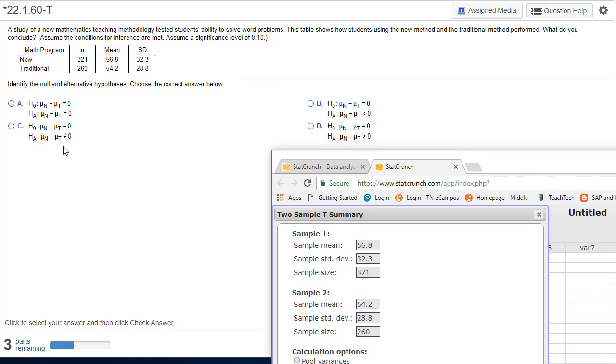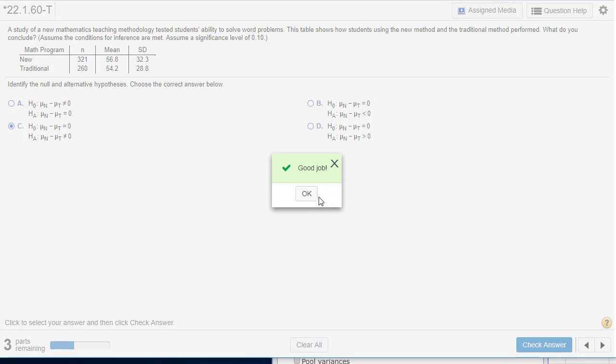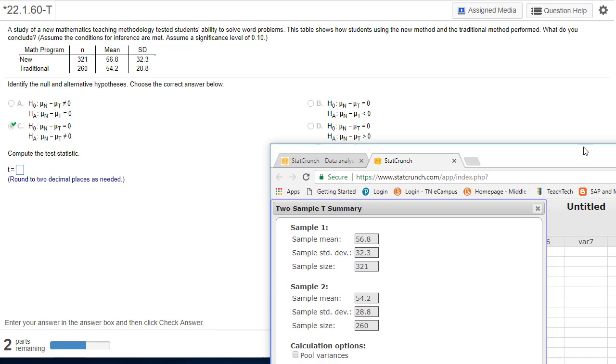And in MyStatLab, we're going to click this one. Notice they use subscripts for that. I prefer subscripts when writing these out. It gives me a little more meaning. I don't have to make that translation between which one is sample 1, the new or traditional. So I definitely like that. We'll check our answer here. Looks good. Okay, now let's go ahead and run this test.